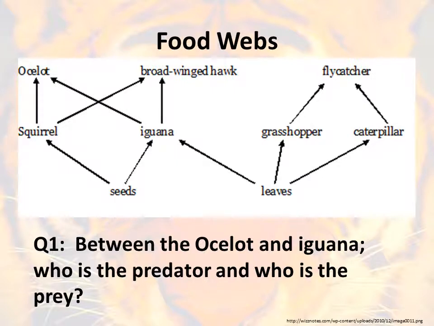If we're thinking about a predator, a predator is the one who is preying on somebody else. They're going after them. They're hunting them. The prey is the one who is getting hunted and who is going to be basically taken down by the predator. Think about that while you answer this question. Pause the video if you need more time.